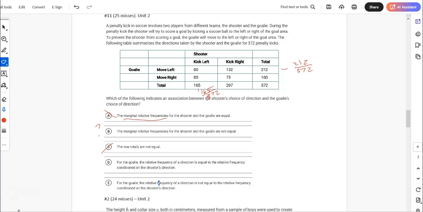Okay, so let's choose a direction like left, right? So for the shooter, that's 80 divided by 165. For the goalie, that's 80 divided by 212. Those are not equal, right? For the goalie, the relative frequency of direction is not equal to the relative frequency of the shooter's direction. That seems exactly what this is.